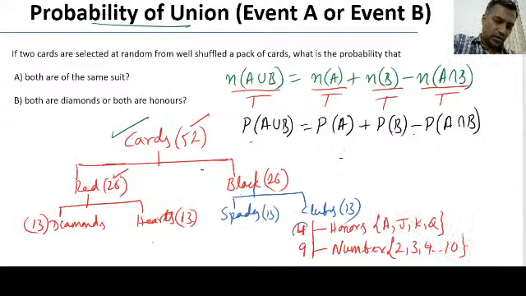All right, there are 4 honors cards under clubs, 4 under spades, 4 under hearts, and 4 under diamonds. Therefore, 4 into 4 is nothing but 16. So the total honors cards are 16.